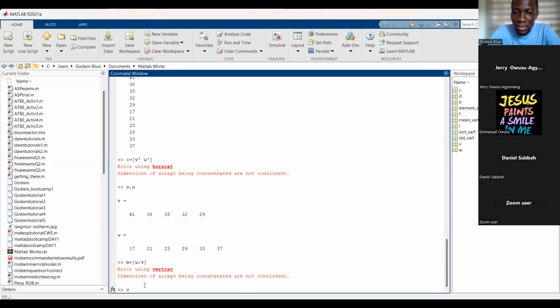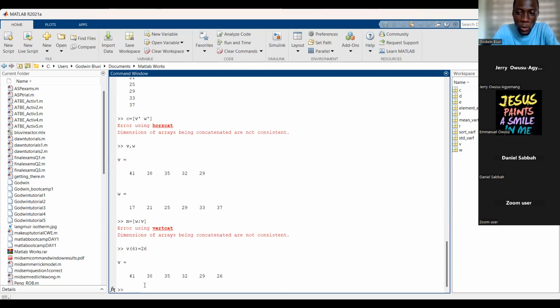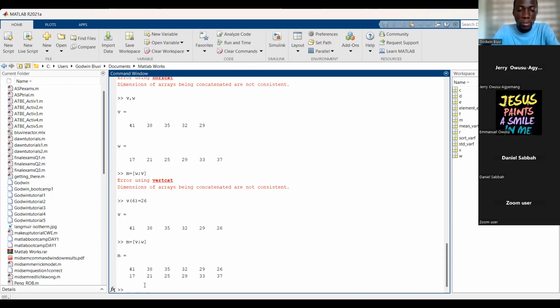So in this case, I added something like 26. You added 26. Okay. So that will be V of 6 equal to 26. Enter. So we have this. Then you continued with it. M is equal to open bracket V column W. That's fine, that's also great. Then you should just put a comment there showing what you did. You can just put the percentage sign since the arrays are not compatible. Do we get it?